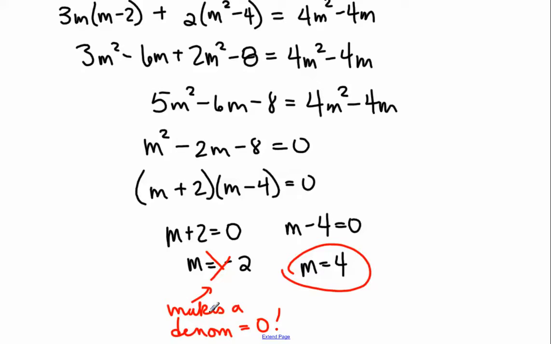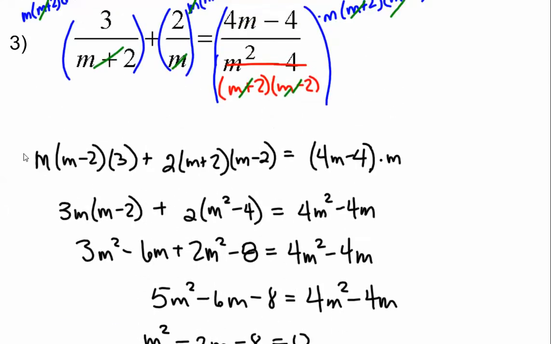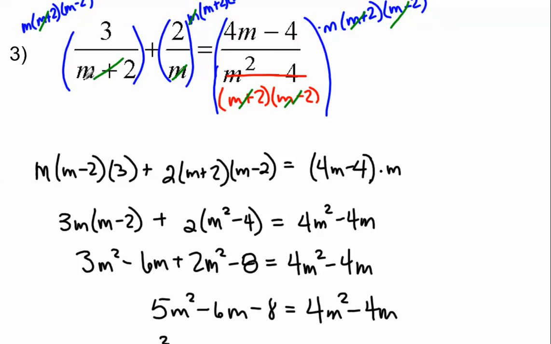Now I cross this one out. Why? Because if I come back up here to the top and I put a negative 2 in this first denominator, what's going to happen? It becomes a negative 2 plus 2 becomes a 0. I can't divide by 0, so it's a false solution. Only m equals 4 is a solution. Always be sure that you check those.